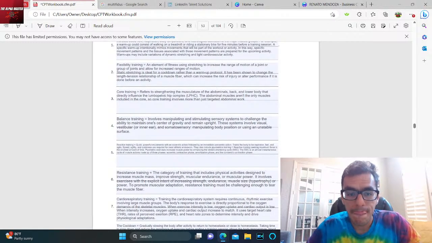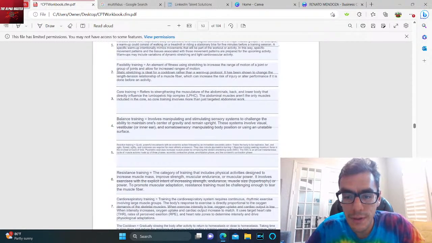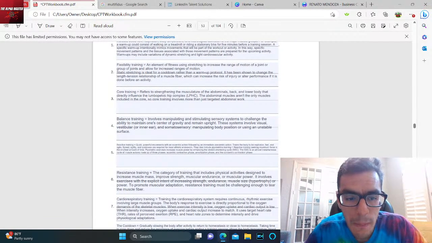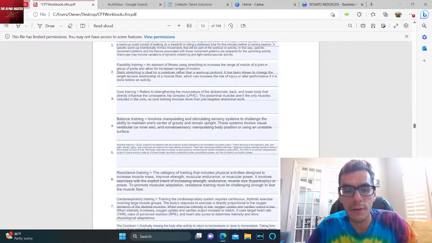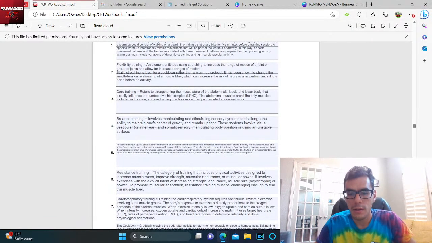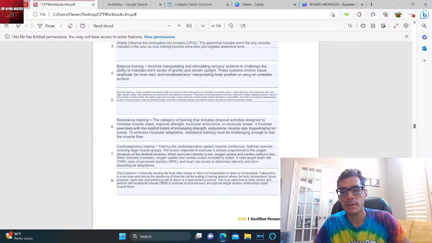Plyometrics exercises increase muscle power by enhancing the stretch shortening cycle. The stretch shortening cycle is an almost instantaneous cycle of muscle actions made up of three phases: the eccentric contraction phase, the amortization phase, and the concentric contraction phase. That's going to be for the reactive training.